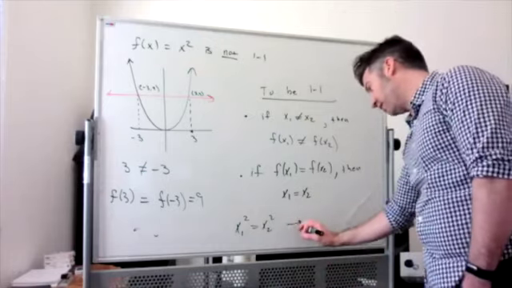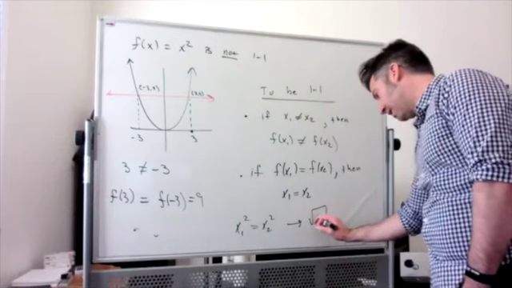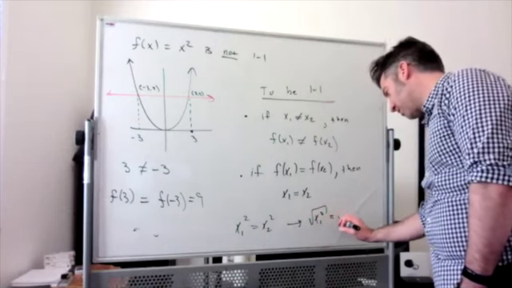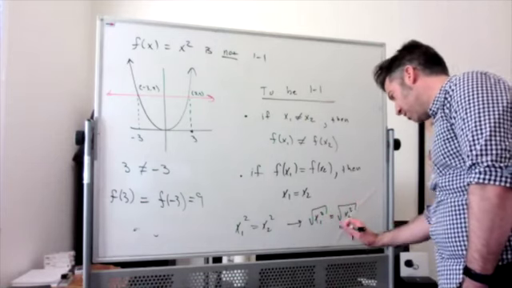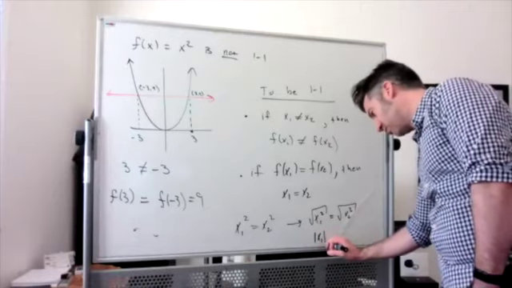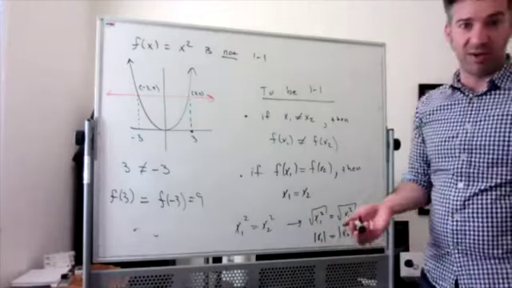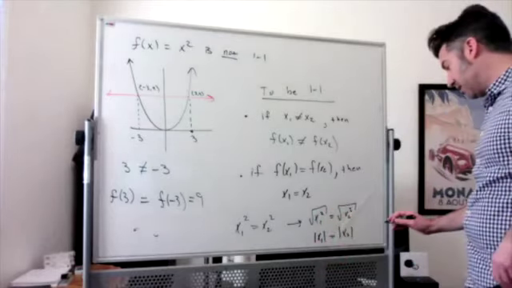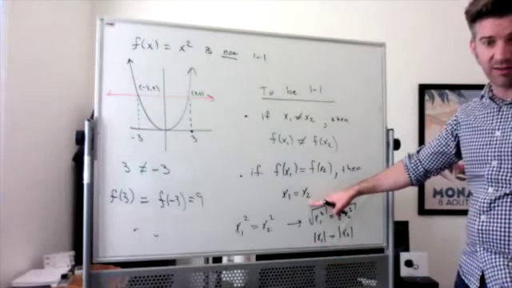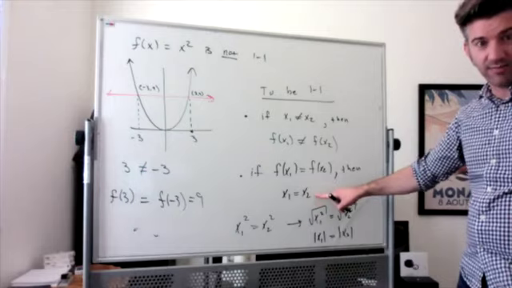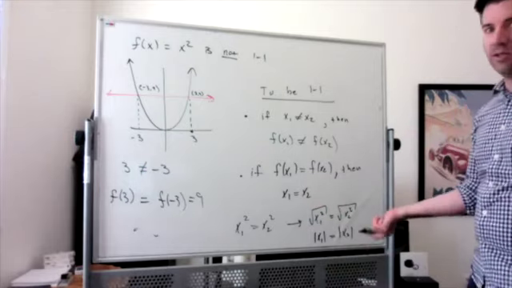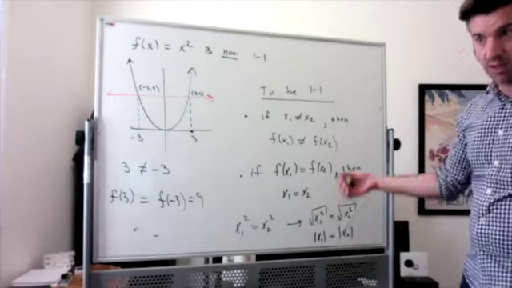So if I solve this, I take the square root of both sides, square root of x1 squared equals the square root of x2 squared. I get the absolute value of x1 equals the absolute value of x2. So x1 and x2 could be opposite signs. So I'm not getting that x1 is equal to x2 necessarily. We have to get that. So these are all the ways we can check to see if a function is 1-to-1.